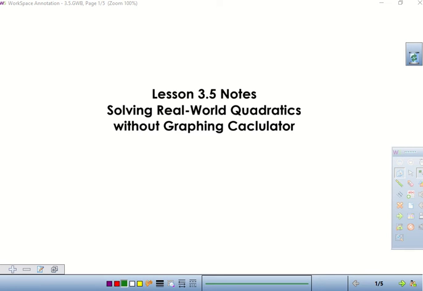Lesson 3.5 is going to be solving real-world quadratics without a graphing calculator. So as you can see, we're not going to be using a graphing calculator today. So you have to be ready to be able to solve these without one and using your logic skills and your math skills. Okay.